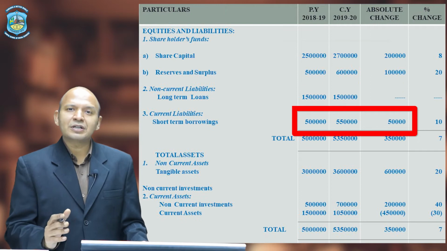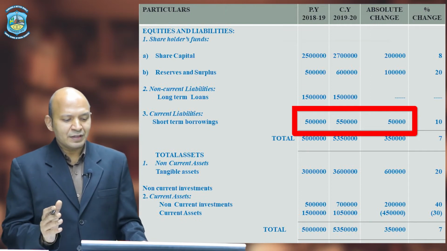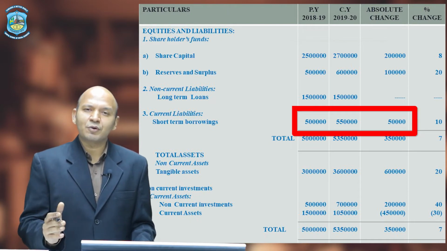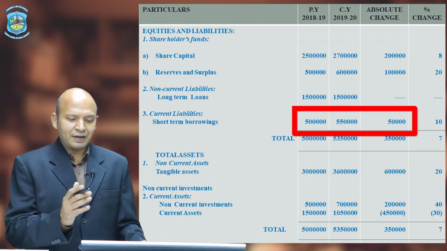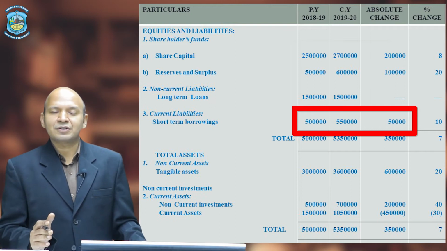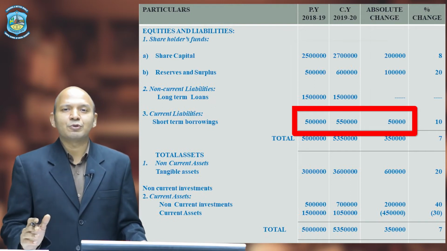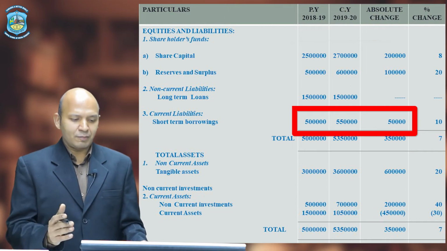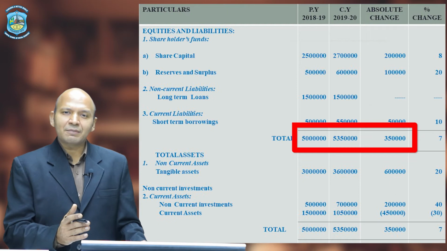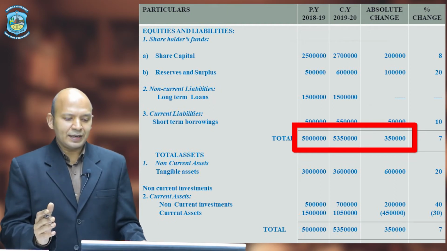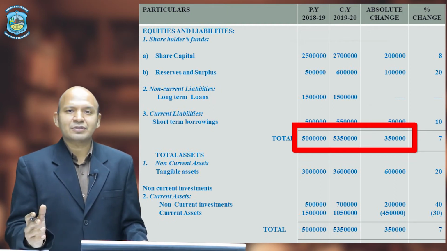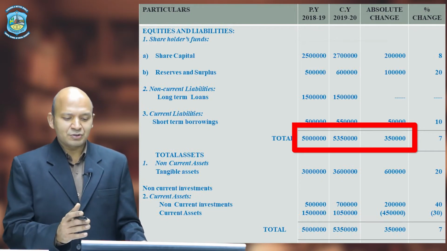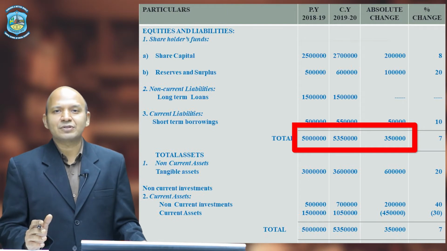As far as short-term borrowings is concerned, previous year it was 5 lakhs and current year it is 5,50,000. As per the formula, 5,50,000 minus 5 lakh, the difference amount is 50,000, which we need to record in the absolute change. The same formula we need to apply in the total column also. The total of the liabilities for the year 2019-20 is 53 lakhs 50,000 and for the year 2018-19 it is 50 lakhs. So the difference amount is 3,50,000.